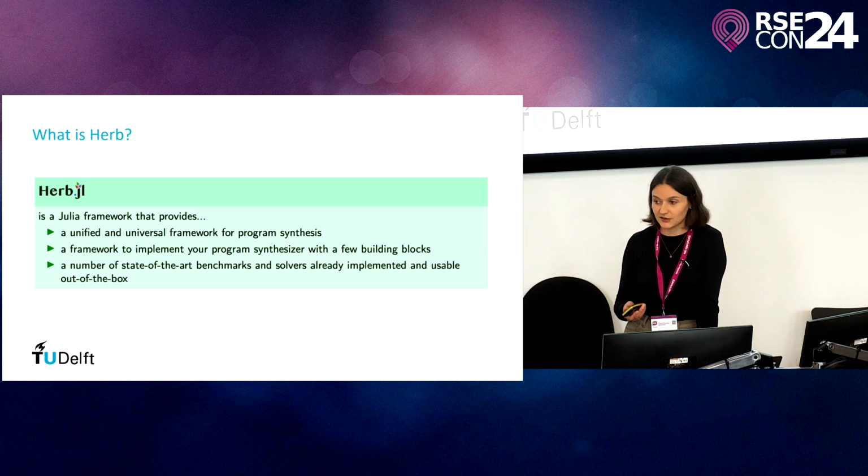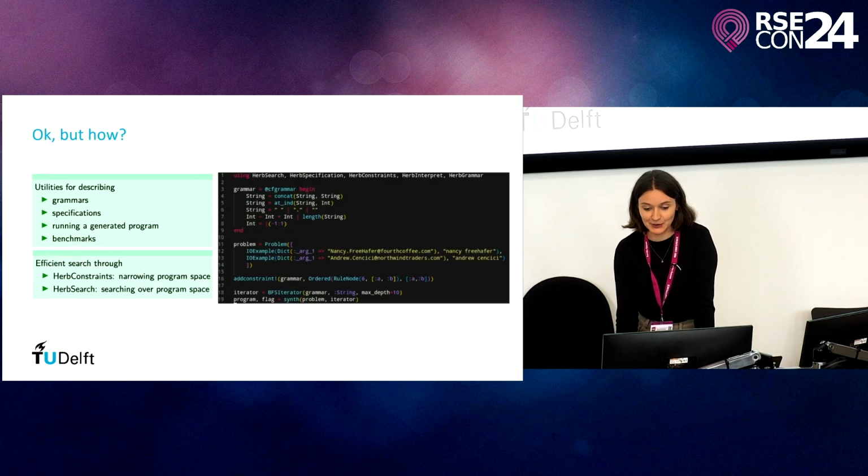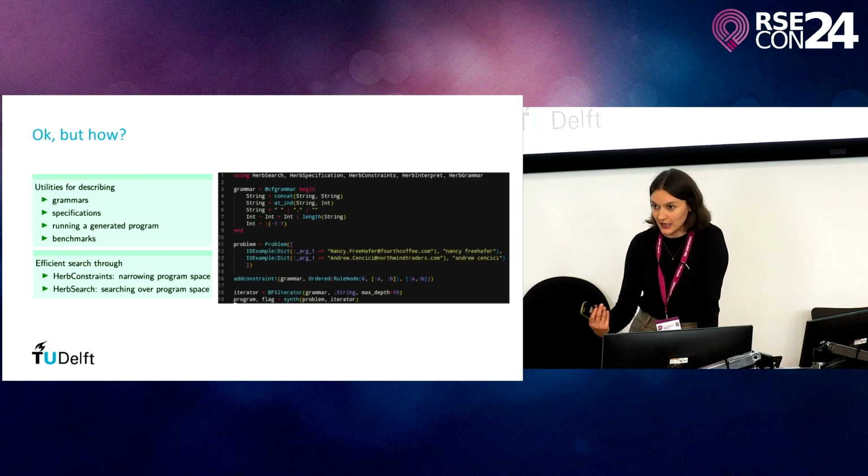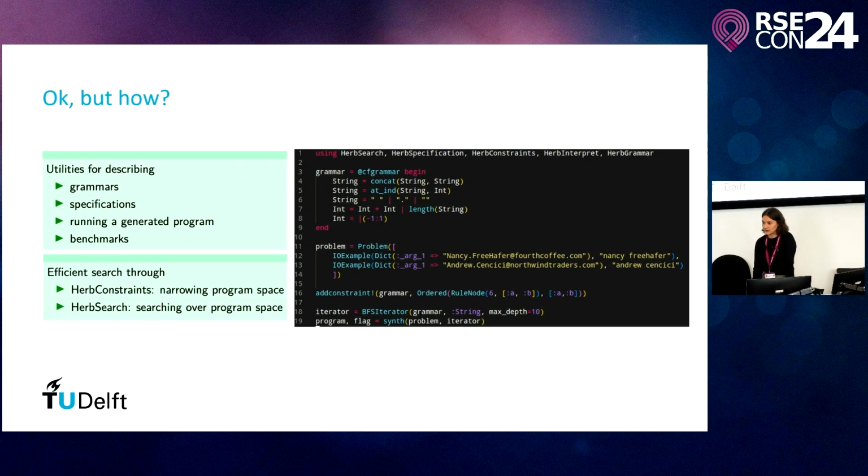Okay, so sounds cool. What does it look like? I have a code sample on the right. It's basically the same string transformation example from before. We import the different Herb modules we need. We define a grammar. We specify the problem in the form of input-output examples. We add a constraint, remember, to narrow down the search space. Then we need an iterator that's really central to the search, because the iterator gives you a way to traverse the search space. And then we have this function that brings it all together and synthesizes a program.